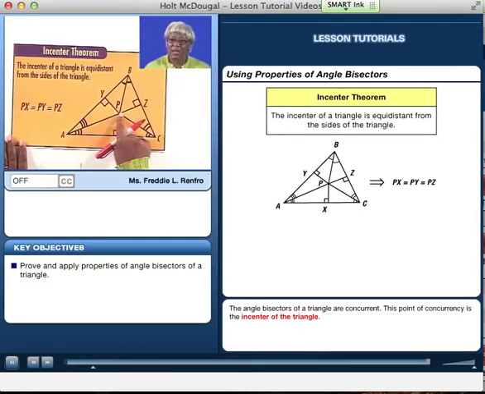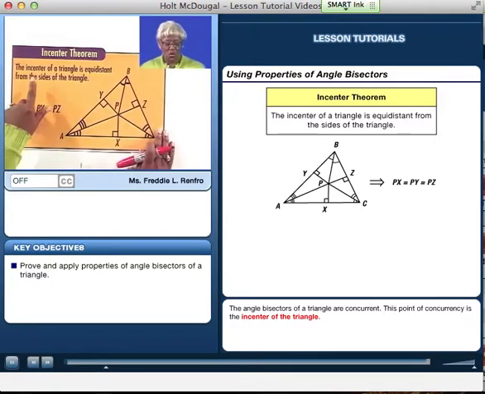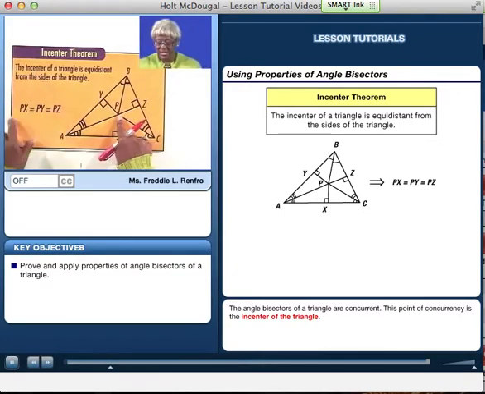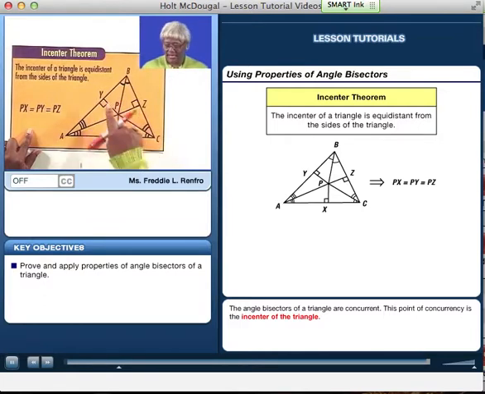All three of those bisectors are meeting at a point called the point of concurrency. It's a common point that they're meeting. That point has a special name. It's called the incenter. And this incenter is equidistant from the sides of the triangle, meaning PY equals PZ equals PX.